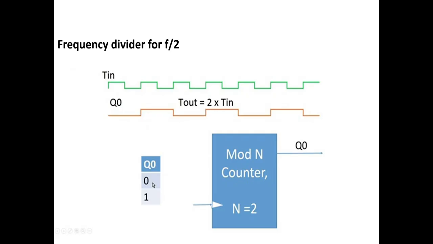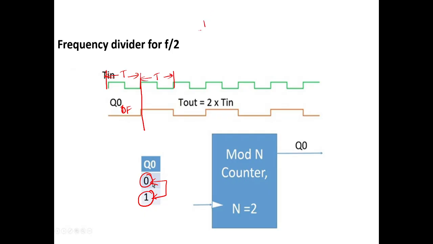If it is F by 2, see here, this is off for one clock cycle and this is on for one clock cycle. So no need to apply extra circuitry. So this is off for how many clock cycles? One clock cycle. And next, this is on for how many clock cycles? One clock cycle. This is on.